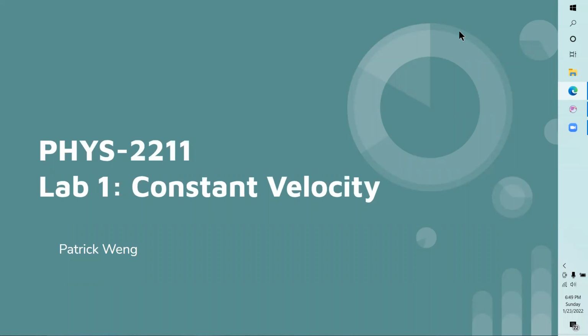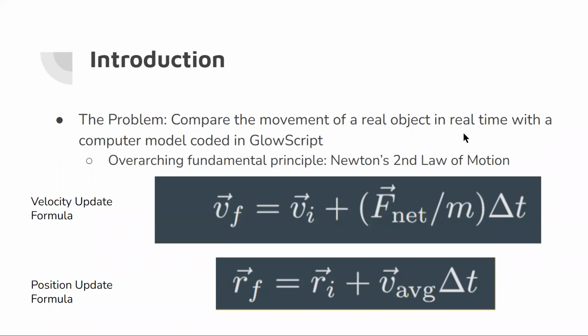Hello, this is my lab report for lab 1 regarding constant velocity. So the problem you're trying to solve is essentially comparing the movement of a real object in real time with a computer model coded in GlowScript.